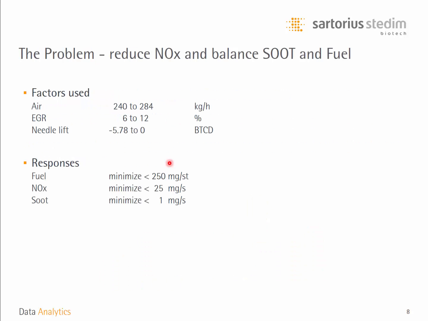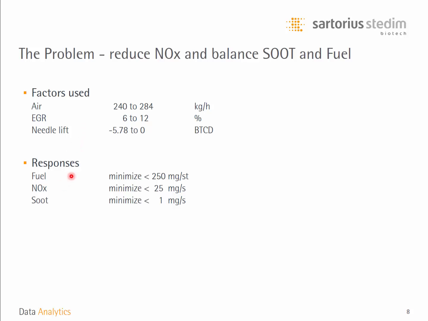So when we enter into the story, screening designs have been used, and we are now in an optimization case where there are three factors in the problem. First of all, the first factor is the air mass entering into the engine. You can call it the feed. We have the exhaust gas recirculation, varied between 6 and 12%, and this exhaust gas recirculation principle is used to lower the engine temperature and thereby hopefully reduce some of the levels of NOx in the exhaust gases. The third factor is called needle lift, and it has to do with the timing of the fuel injection in relation to the movement of the piston in this piston engine.